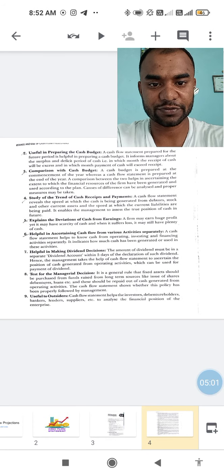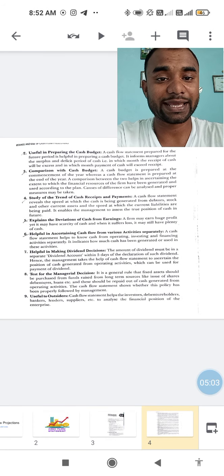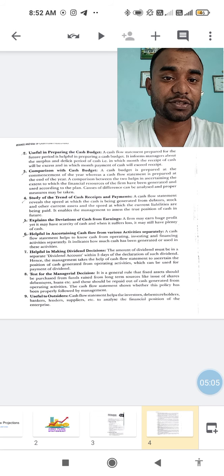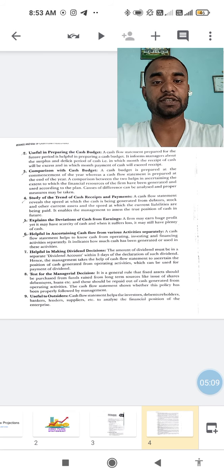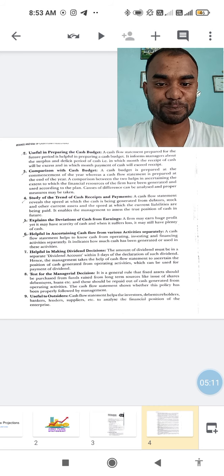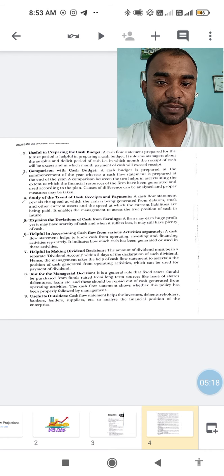It's very much visible. Useful in preparing the cash budget. Now every organization prepares a budget before they start the business of the year. So this cash flow statement will help you in preparing the budget. Comparison with cash budget. Now a cash budget is prepared at the commencement of the year, whereas a cash flow statement is prepared at the end of the year.